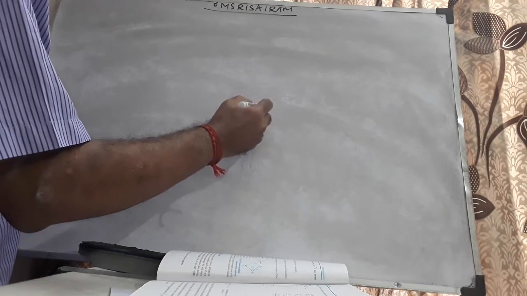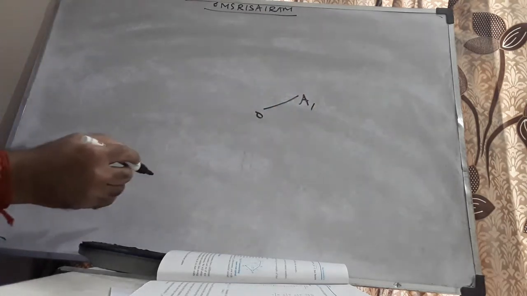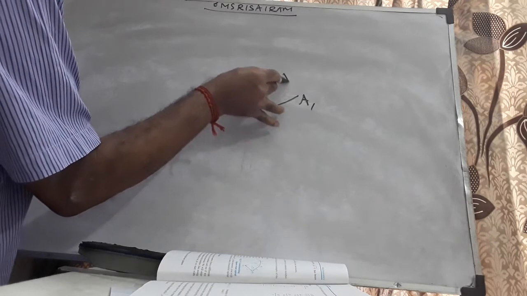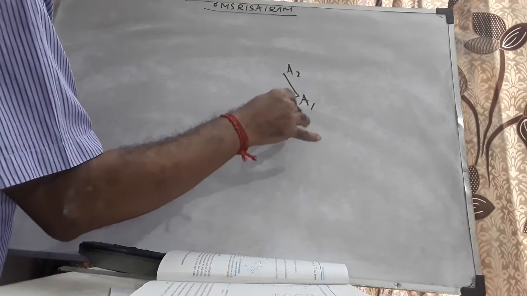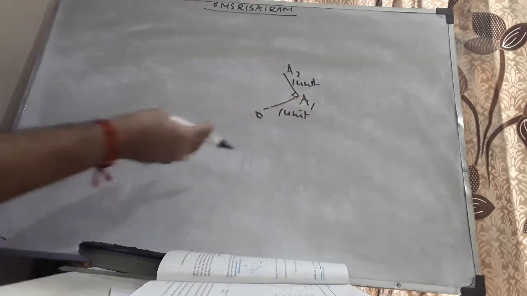Now, representing root 2, root 3, getting root 2, root 3 spirally, the method goes like this. Just listen carefully. I'll take length OA1 of 1 unit. I'll draw A1, A2 further, the same 1 unit. This is 1 unit. This is also 1 unit. I'll draw it to be perpendicular to this.